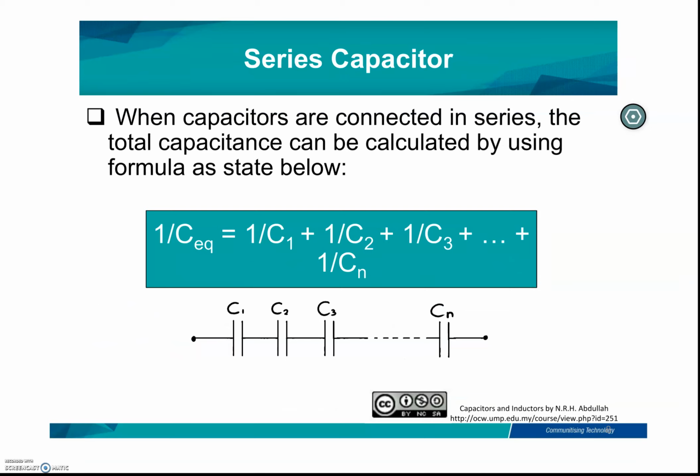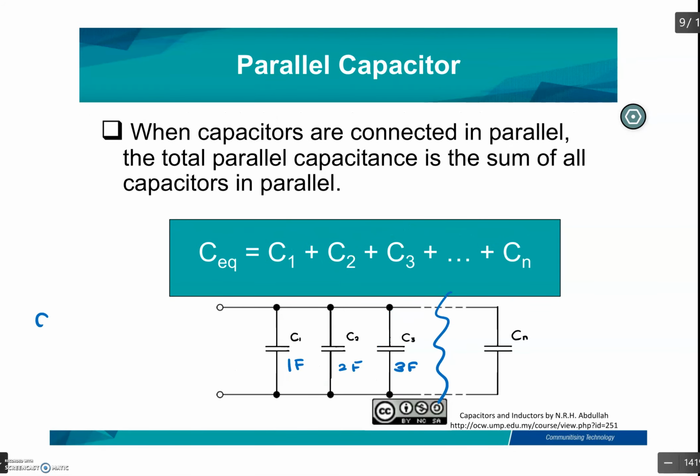As for the series capacitor, if I choose 1 farad, 2 farad, 3 farad, and I exclude the Cn, then C equivalent will be C1 series with C2 series with C3: 1 to the power minus 1 plus 2 to the power minus 1 plus 3 to the power minus 1, and then you have to raise to the power minus 1 again, and the answer will be 0.55 farad.